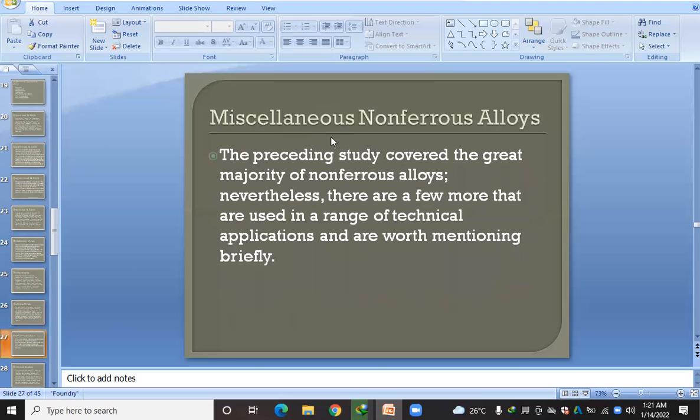So, miscellaneous non-ferrous alloys. The preceding study covered a great majority of non-ferrous alloys. Nevertheless, there are a few more that are used in a range of technical applications and are worth mentioning briefly.